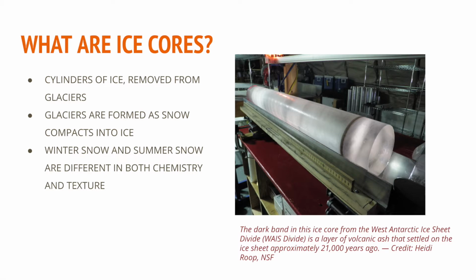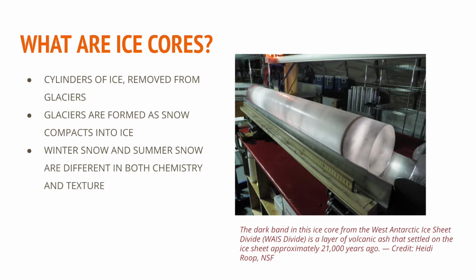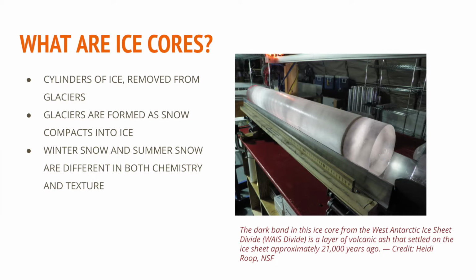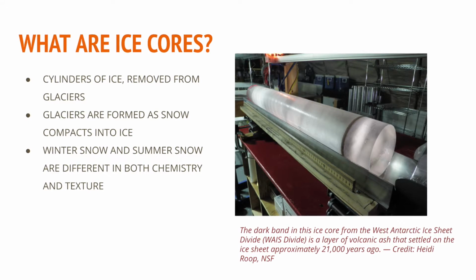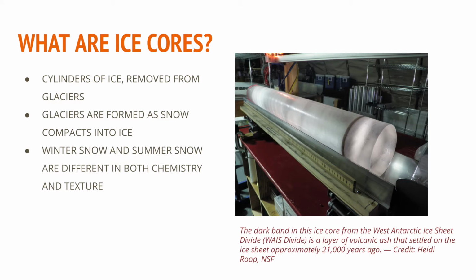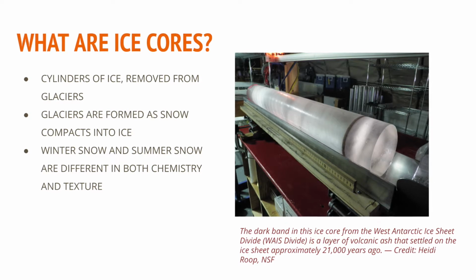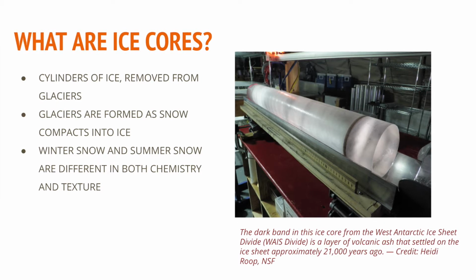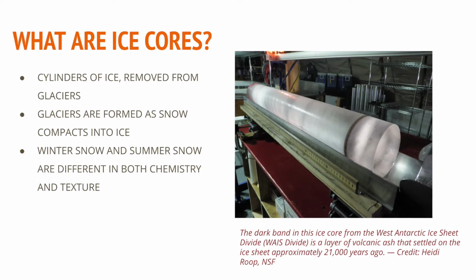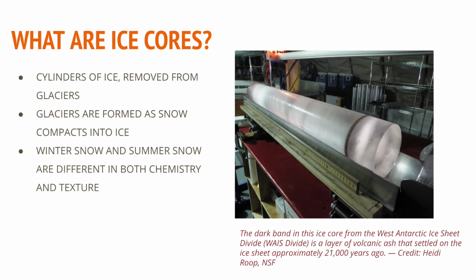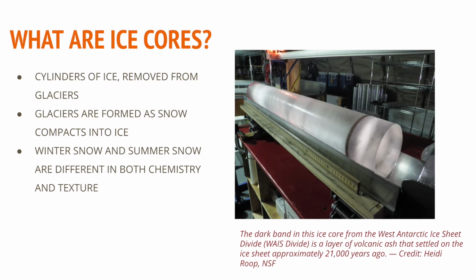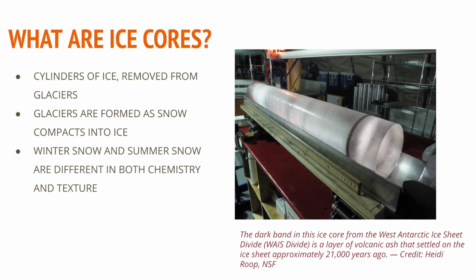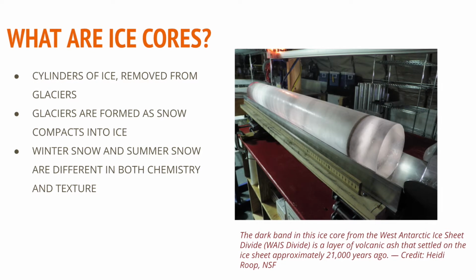So what are ice cores? Ice cores are cylinders of ice removed from glaciers. And glaciers are formed as snow compacts into ice. Winter snow and summer snow are different in both chemistry and texture. So glaciers form as layers of snow sort of pile up on top of each other. Each layer of snow is different in chemistry and texture. Summer snow is much different than winter snow.